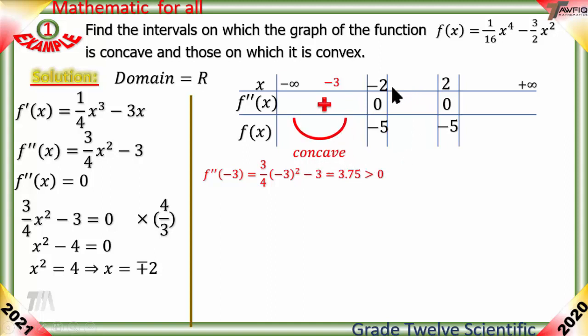And now let us take a point between minus 2 and 2, let it be 0. Replace it in the second derivative. So f double prime of 0 is 3 over 4 times 0 squared minus 3, which is equal to minus 3. It is less than 0. That means it is negative, so it is convex.